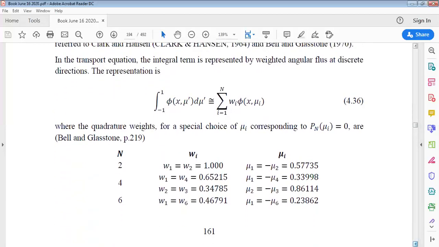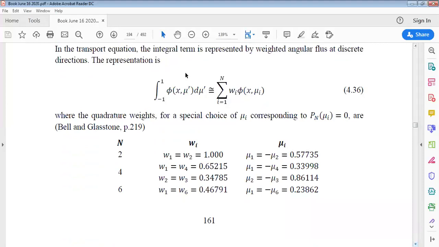Now, just to show you, in the transport equation the integral term is written as a finite sum of the quadratures, in the discrete directions. So this is converted into the discretized angular flux multiplied by certain weights. Now these weights you can see are over here. So for example, this is the omega i and these are the mu i.